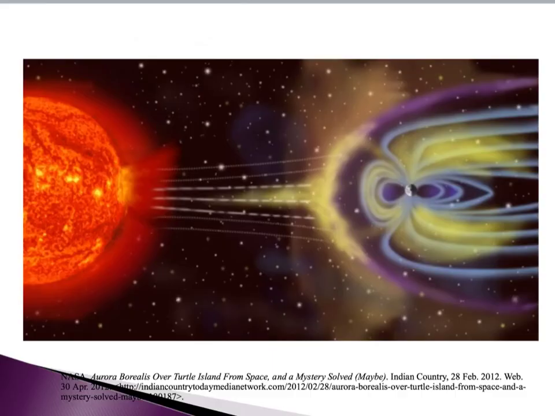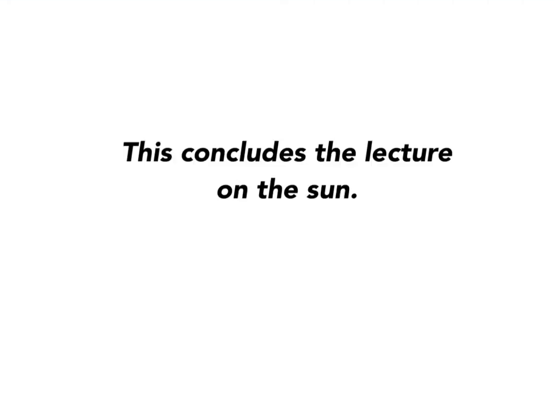Here's a diagram to show you what's happening. So the solar wind comes off the sun and hits the Earth's magnetic field. These lines here represent the Earth's magnetic field. The Earth's magnetic field will then transport some of these ions to our north and south poles, creating our northern and southern lights. This concludes the lecture on our sun.